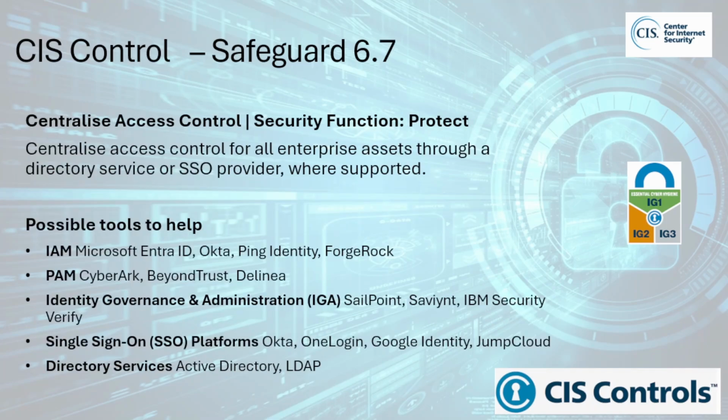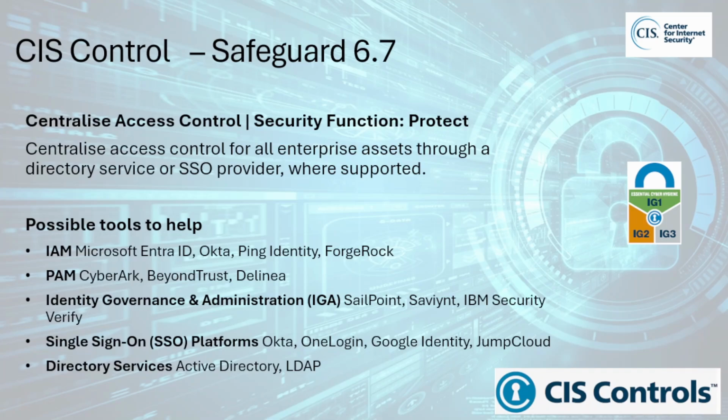Safeguard 6.7, Centralized Access Control, comes under the Protect Security function and is within Implementation Group 2. This safeguard calls for organizations to centralize the management of user access to systems, applications, and data. By using a single platform or integrated set of tools, security teams can consistently enforce policies, monitor access, and quickly make changes when needed. This includes access provisioning, deprovisioning, role assignments, and authentication methods.